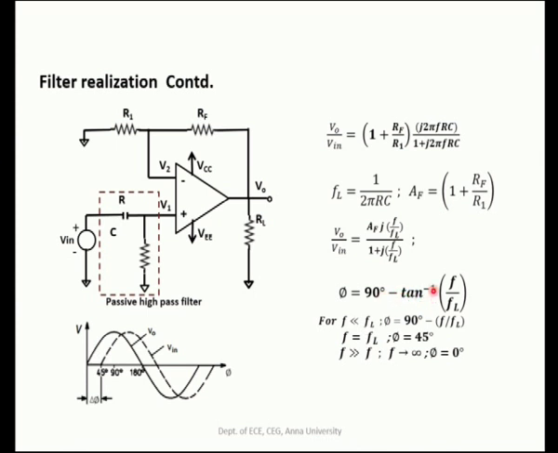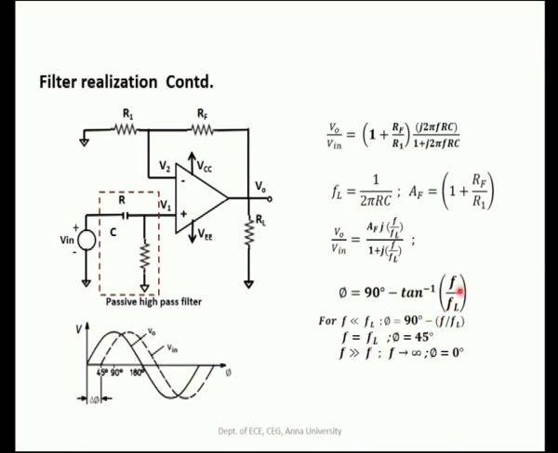what we have is tan inverse of f by fl equal to 90 degree minus phi. If we take this f by fl as very small, tan of phi will be phi. So, therefore, phi is equal to 90 degree minus f by fl. With f being 0, we have a 90 degree phase shift. The output signal will be 90 degree phase shifted in comparison with the input signal.